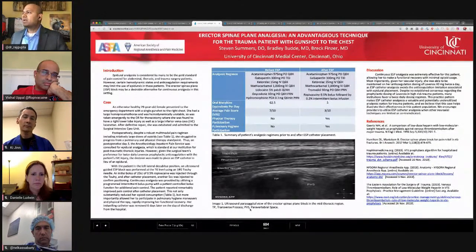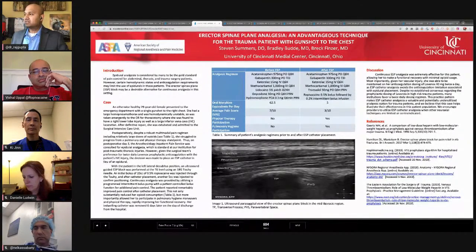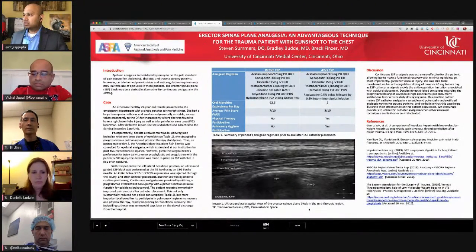And I think they ran it for a few days. They just compared her morphine requirements before and after the block and noticed a per day reduction in morphine equivalents from 62.5 to 5. So almost a 60 milligram equivalent drop in morphine equivalents, as well as a complementary drop in pain scores and greater participation in pulmonary and physical therapy.